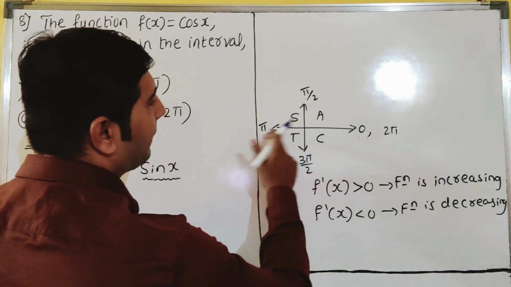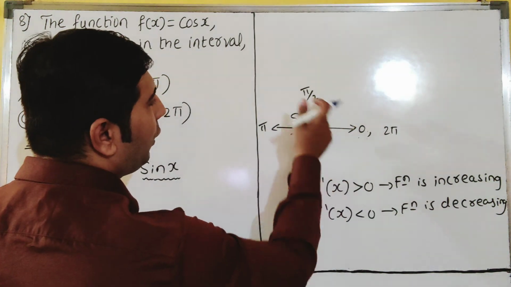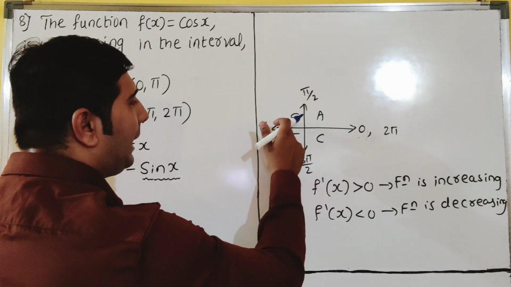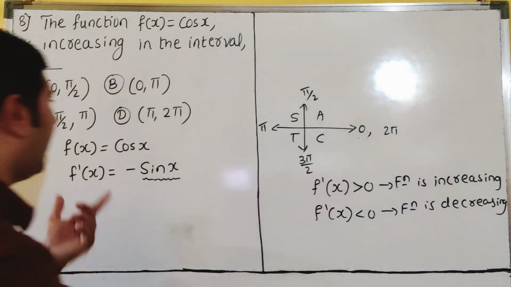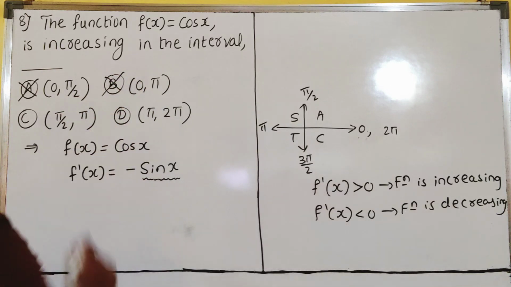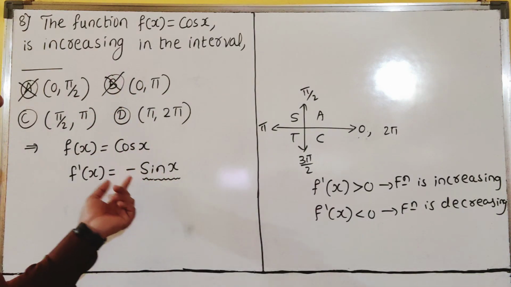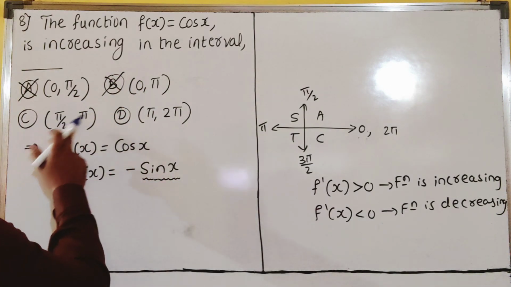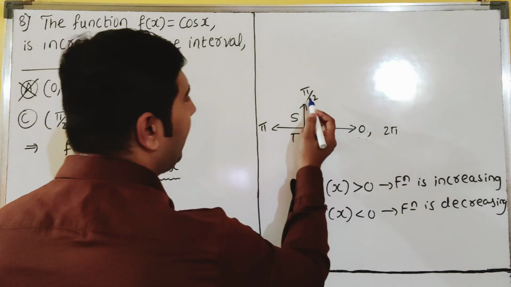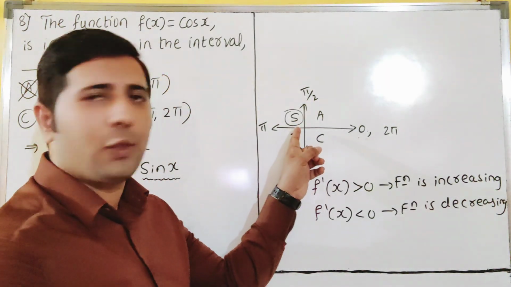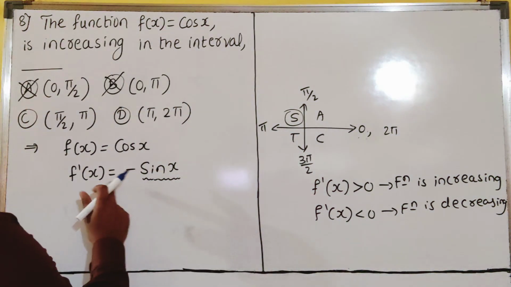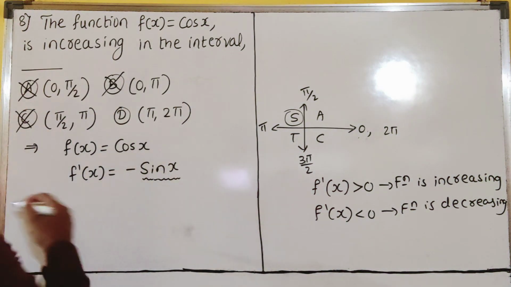Now 0 to pi: sin is positive in 0 to pi by 2, and pi by 2 to pi is also positive only. Plus into minus is again negative. This is also not possible. Positive into negative is negative only. Now 90 to pi. Sin is positive here, no? So again positive into negative is negative only, which is less than 0.